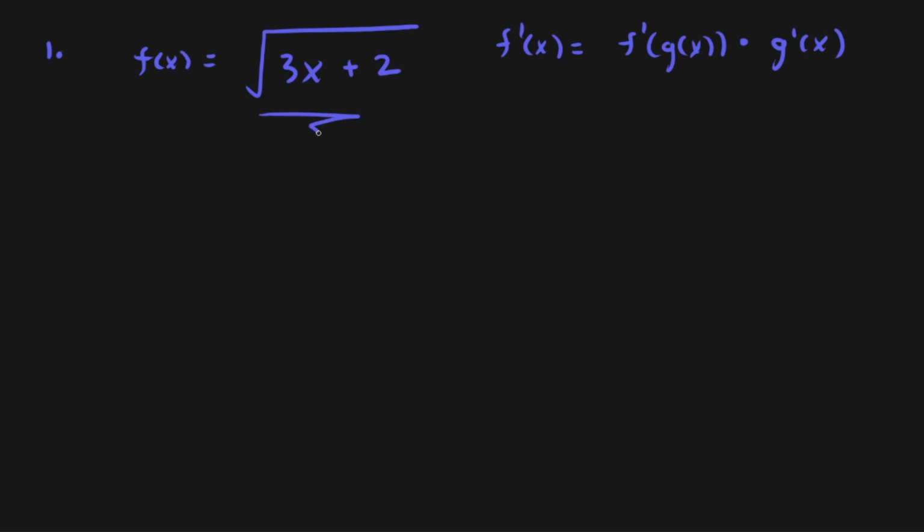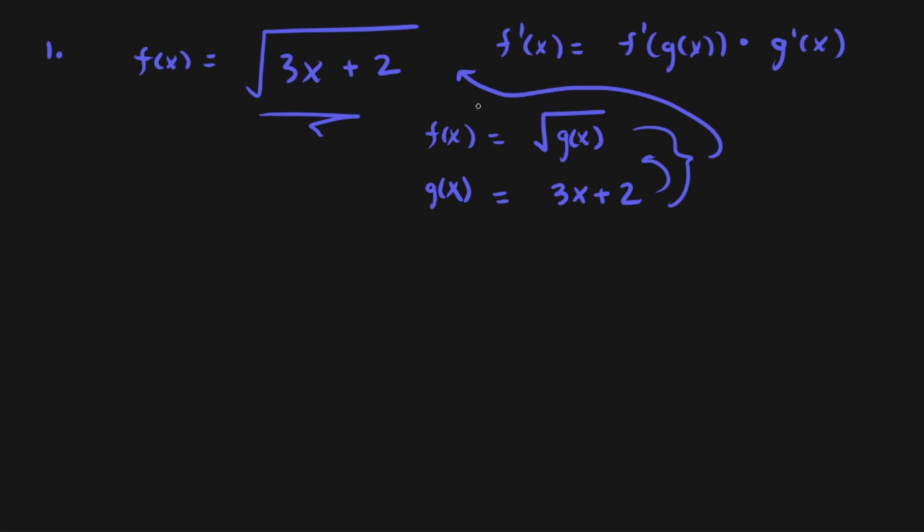So let's split this up into f of x and g of x. The square root function can be f of x, so f of x is equal to the square root of g of x. And then g of x is just going to be equal to 3x plus 2. If we put these together, we will get this. So everything is legal so far.